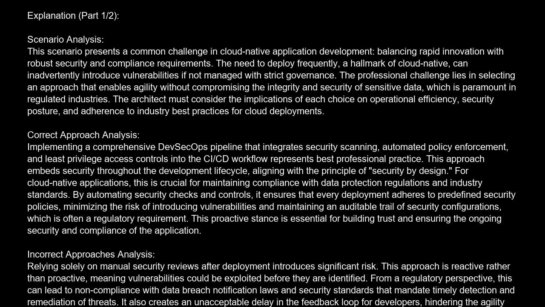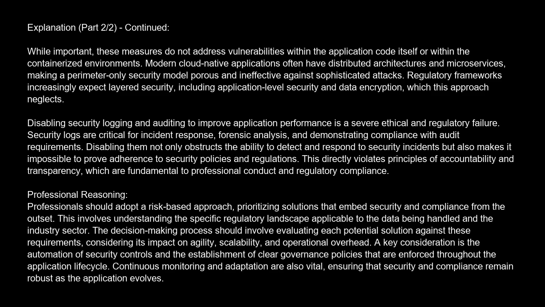Implementing security measures only at the network perimeter, such as firewalls and intrusion detection systems, is insufficient for cloud-native applications. While important, these measures do not address vulnerabilities within the application code itself or within the containerized environments. Modern cloud-native applications often have distributed architectures and microservices, making a perimeter-only security model porous and ineffective against sophisticated attacks. Regulatory frameworks increasingly expect layered security, including application-level security and data encryption, which this approach neglects.